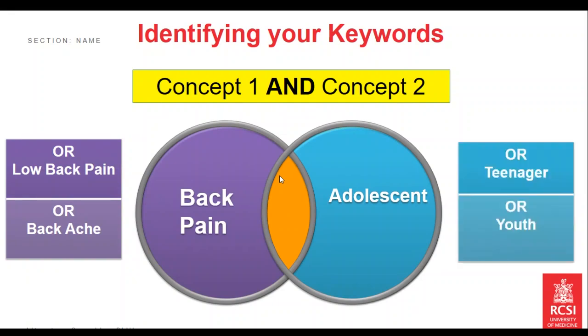And then I might look for back pain in the context of adolescence, but there are other words for adolescence, like teenager or youth. So I want to find everything that's linked to that concept of adolescence. But ultimately, I'm looking for the orange here. I'm looking for where these two concepts overlap, or where they intersect, because that's the literature I'm interested in. They've been investigating this area where those concepts come together.